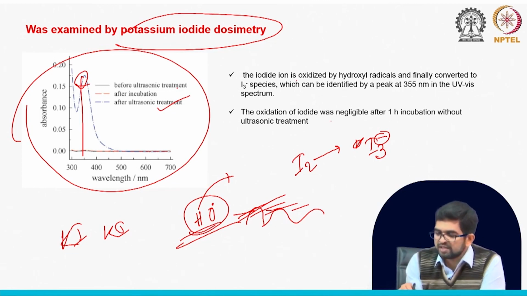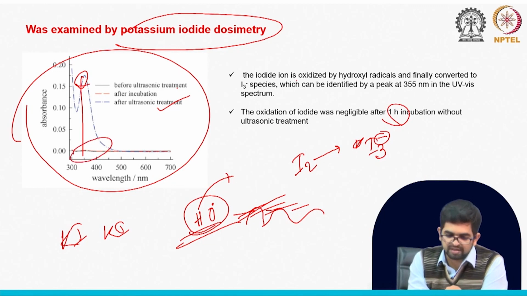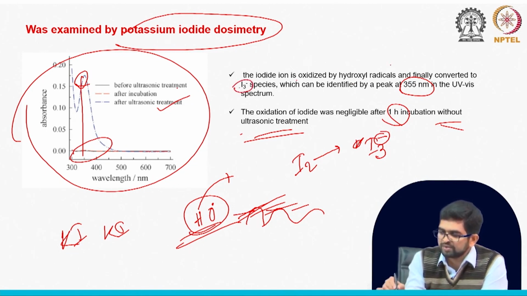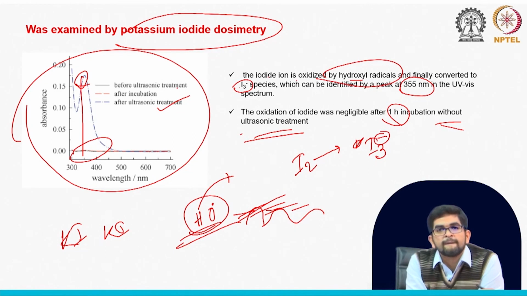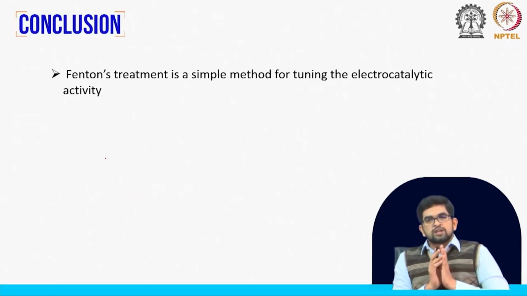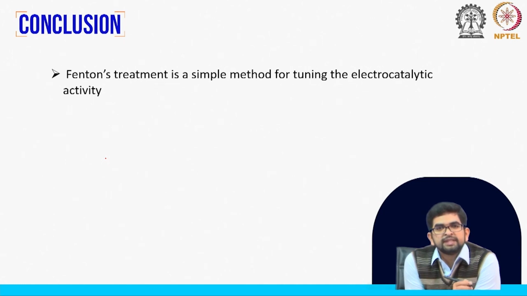This means iodide oxidation was negligible, almost not done, during the 1 hour incubation without ultrasonic treatment, but this peak you can see around 355 nanometer. This is because of the conversion of iodide to I3 minus, and that is because of the hydroxyl radical. So, these experiments prove that hydroxyl radical is generated during the ultrasonic treatment. Okay. So, we conclude that there is a correlation between the Fenton treatment and the ultrasonic treatment, right.